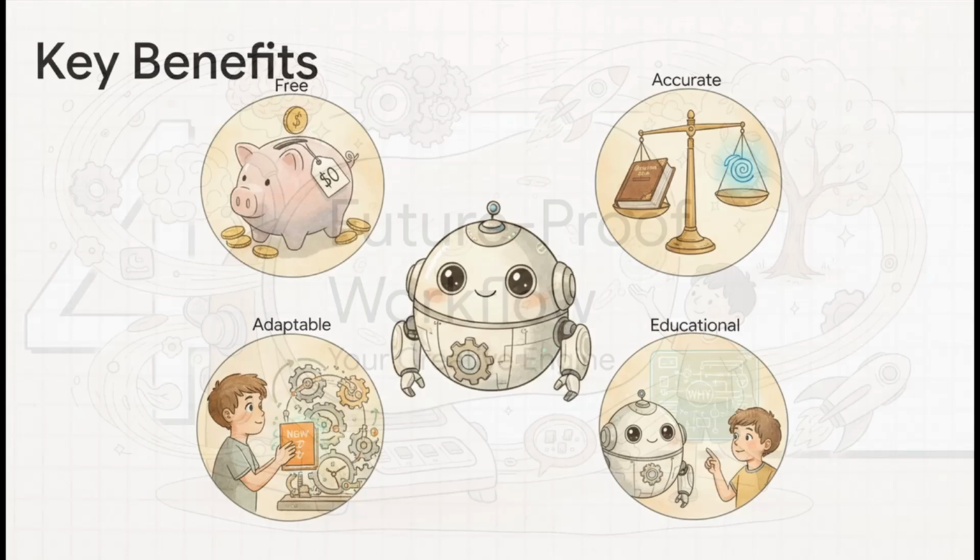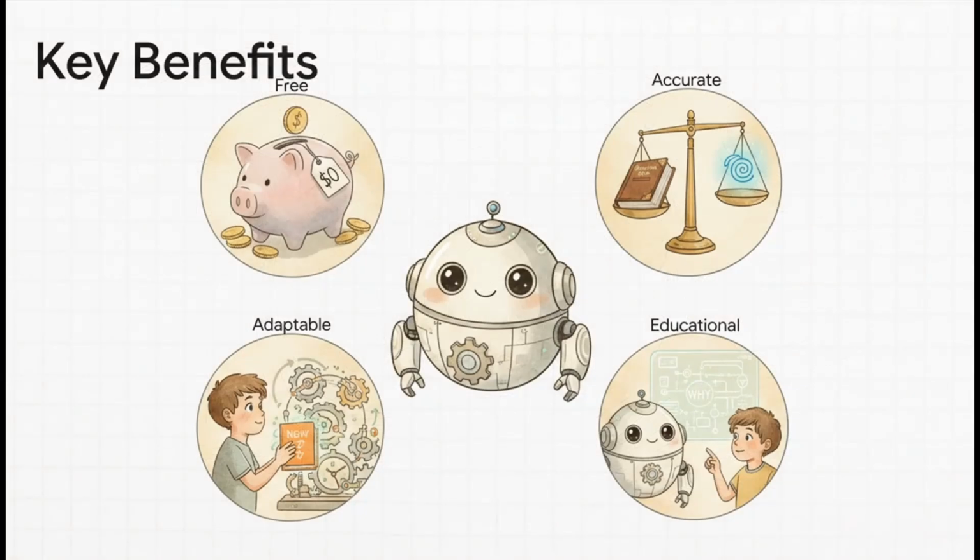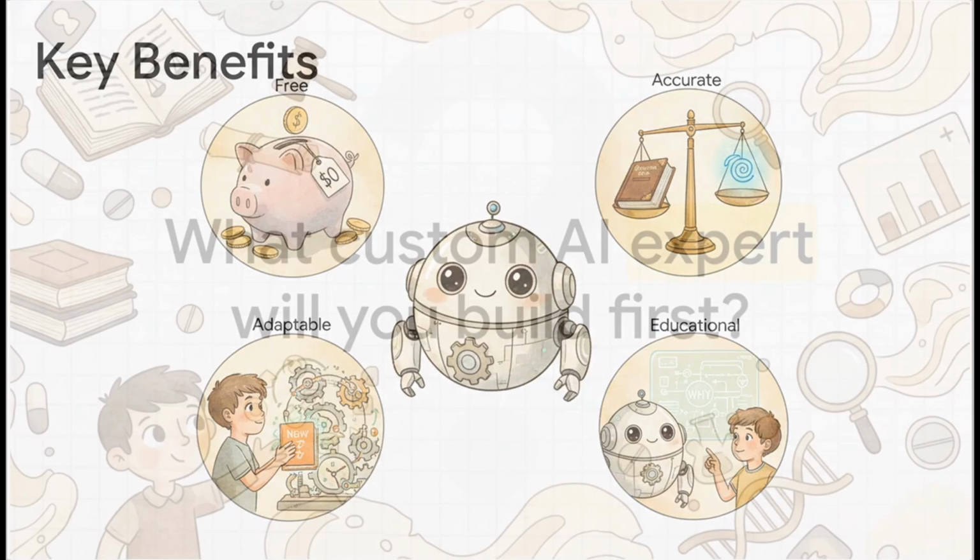So let's just recap the huge benefits here. The whole system is completely free to build and use. It's incredibly accurate because it's grounded only in the official documentation you provide. It's endlessly adaptable. When the next big AI model drops, you just find its manual and feed it to your expert. And maybe most importantly, it's educational. It makes you a better creator by explaining the why behind every perfect prompt it builds for you.